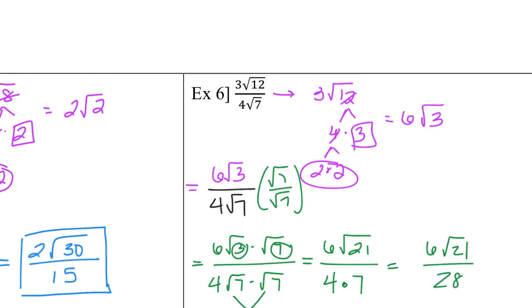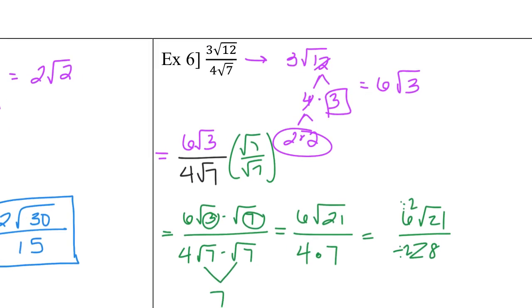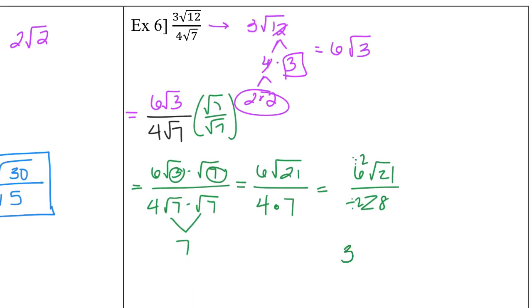Now let's make sure we can't simplify anything. 21 underneath the radical is not going to simplify because 21 came from 7 times 3, and both of those are prime. Now 6 over 28 will simplify. I can divide both of those by a 2. So I'm going to divide the 6 by 2 and the 28 by 2, which is going to leave me with 3 square root of 21 over 14. Now 3 and 14 can't be simplified further, so this is as far as this expression will simplify down.